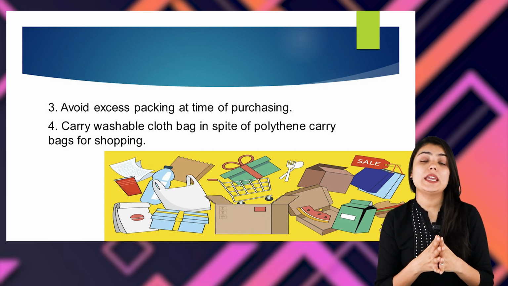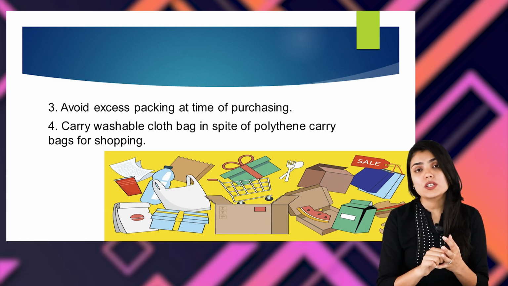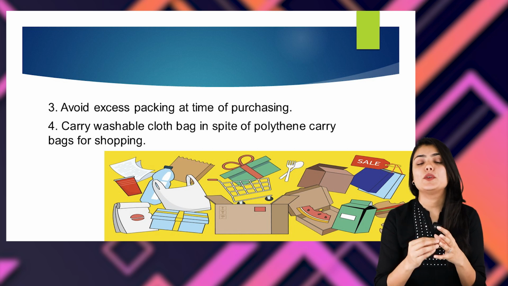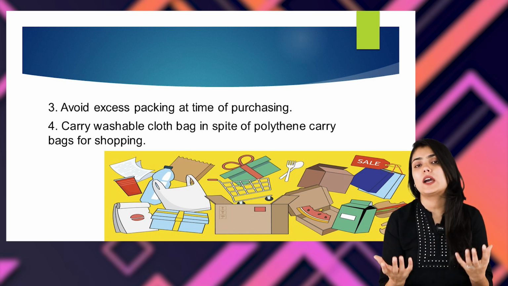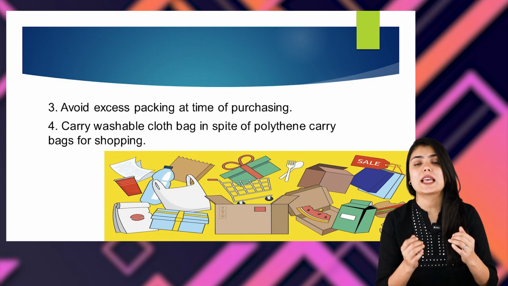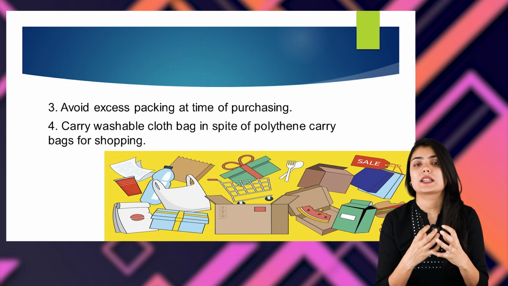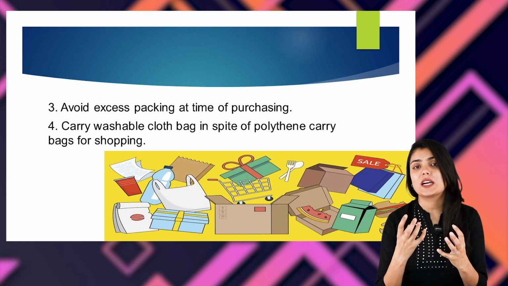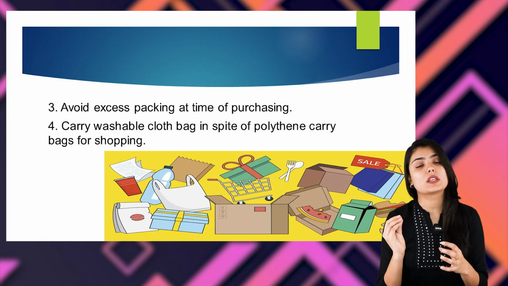The next thing that we can do in order to reduce the volume of the waste is to use washable cloth bag instead of using a polythene bag while we go for shopping. So we shop every now and then for our household materials and also various other things. In order to make sure that the volume of the waste product that we produce is decreased, we can use cloth bag instead of using polythene bag.